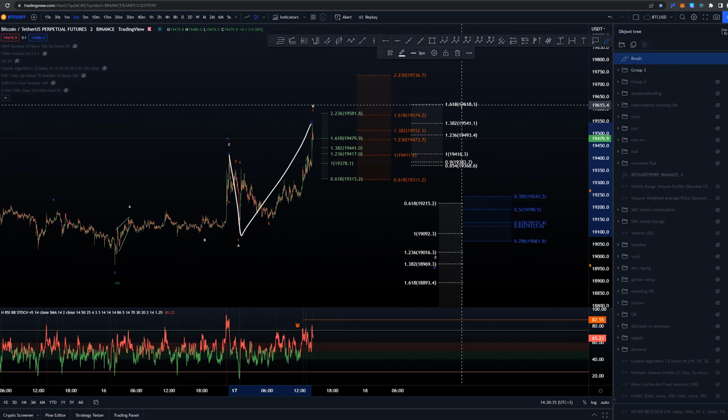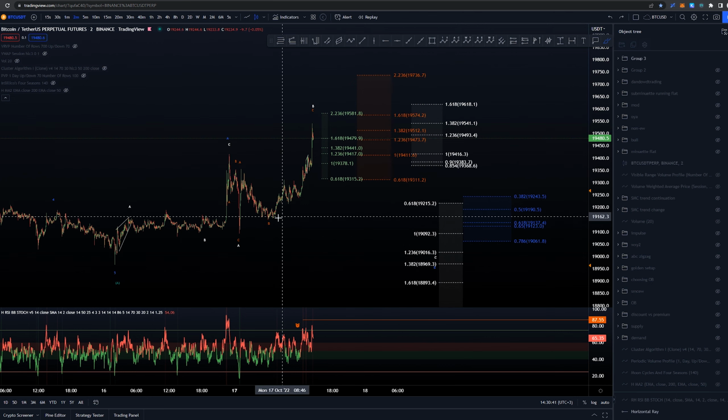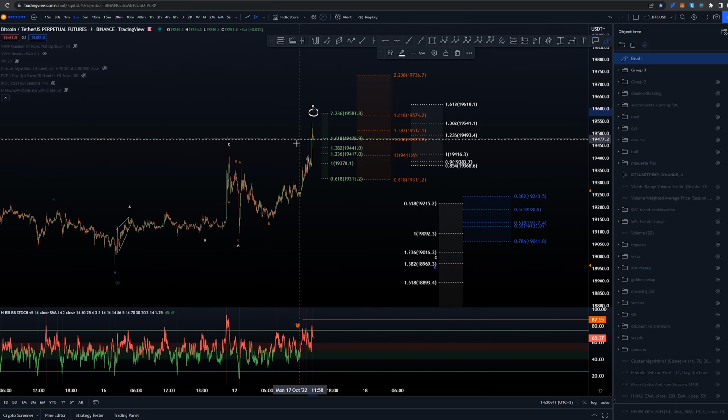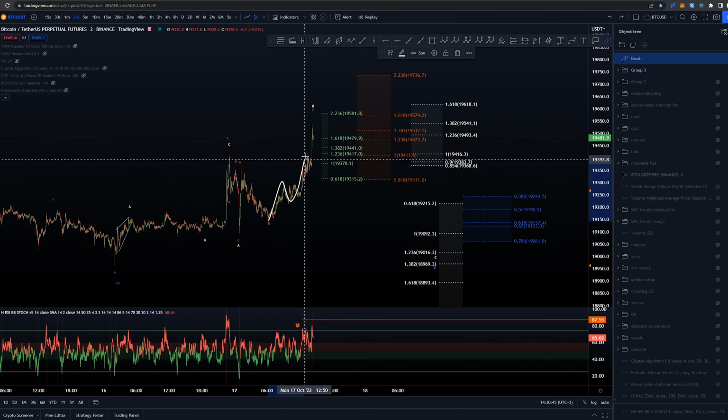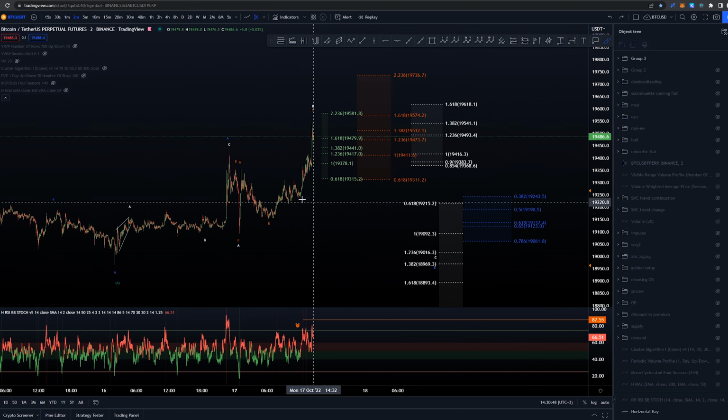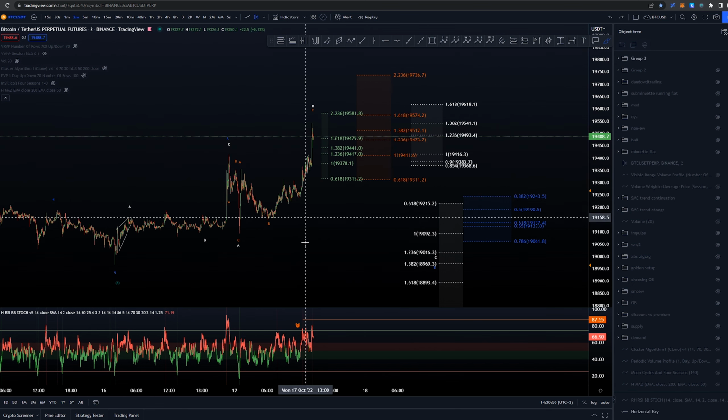So I do like that we could be ending that count here with that orange C wave, where we would have this as 1, 2, 3, 4 and 5. Not of course the perfect look, we don't have higher time frame divergence there.